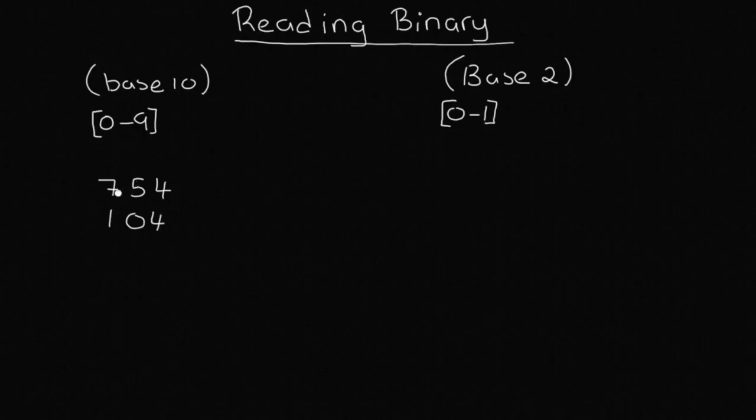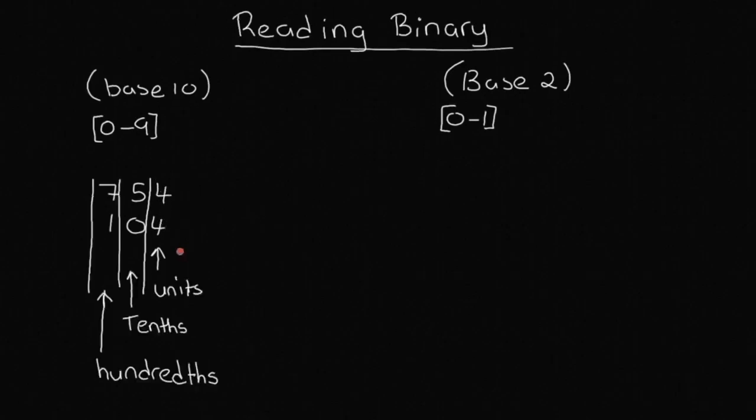So if we look at these two numbers here, using the normal way of counting, we can see that this number here is 754 and this number is 104. Now, we all know this, but one thing that we might have forgotten about is when we look at this value here, or this column, we can imagine this as being a column. In this example, we can see that they're both 4.